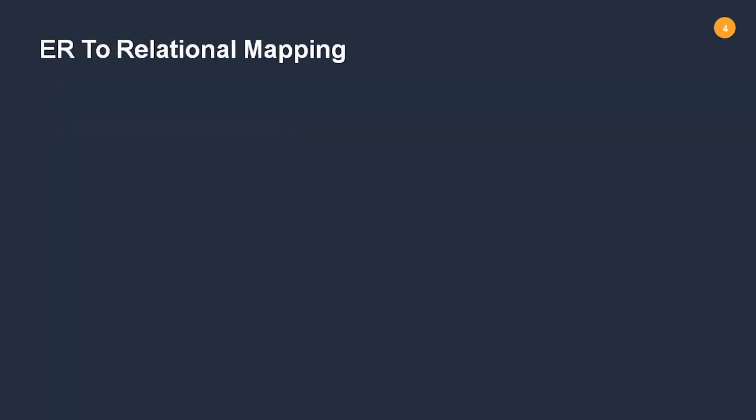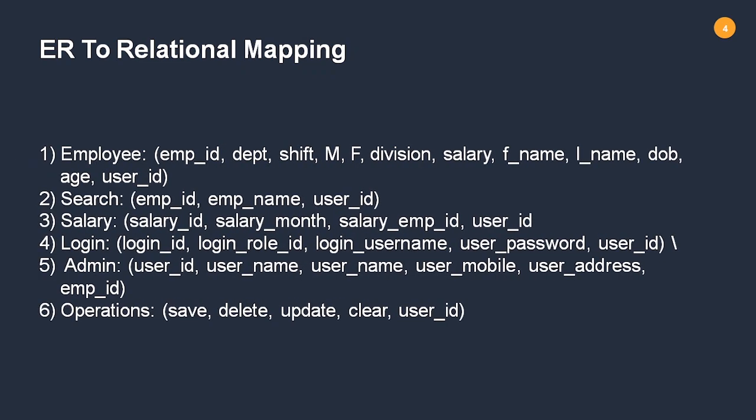Now let us see the ER to relational mapping, also known as relational database. Here, we have broken down all the composite, multiple and derived attributes into their simple ones. Here, employee entity includes employee ID, department, shift, male, female, division, salary, first name, last name, date of birth, age and user ID as attributes.